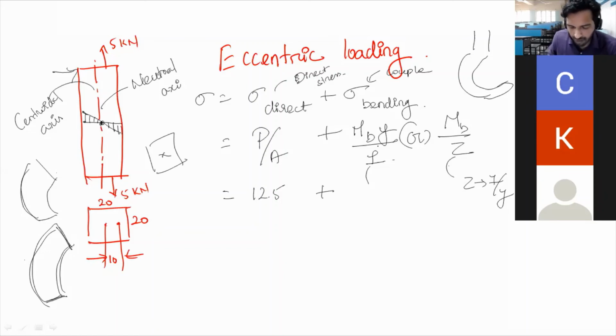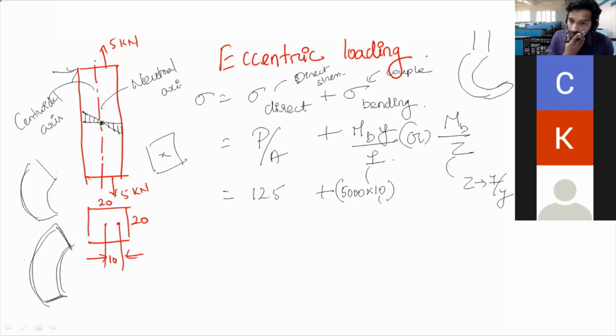But what about this one, M y by I? What is the bending moment here? Any idea? 5 into 10. Okay, it is actually 5000, isn't it? 5 kilonewton, so 5000 into 10. What is this 10 actually? Where have you taken this 10? Distance between the applied force and the neutral center. Yes, neutral axis is correct.